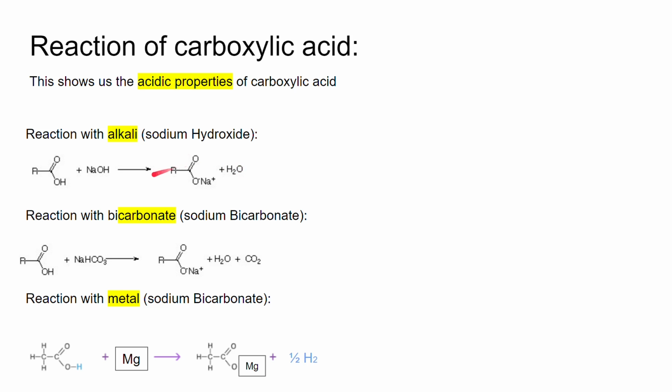With a bicarbonate, it will be a similar reaction, but now we have carbon dioxide formed. If the R group was just an H, we'll call it methanoic acid. Reacting with sodium hydroxide, we'll get sodium methanoate and a water molecule. With the bicarbonate reaction, we'll get sodium methanoate with water and carbon dioxide.